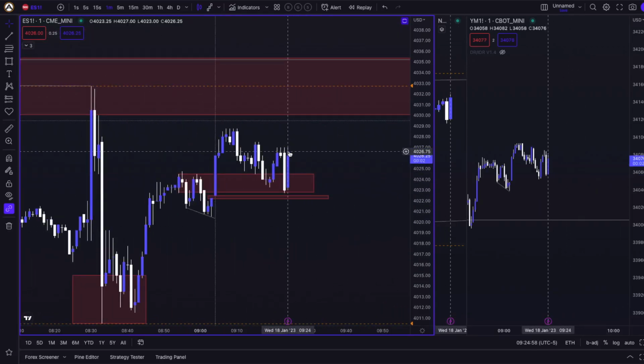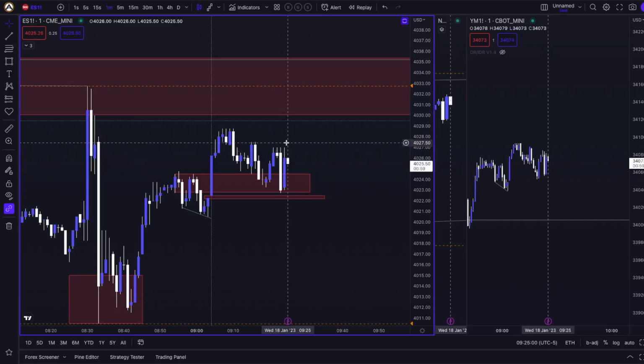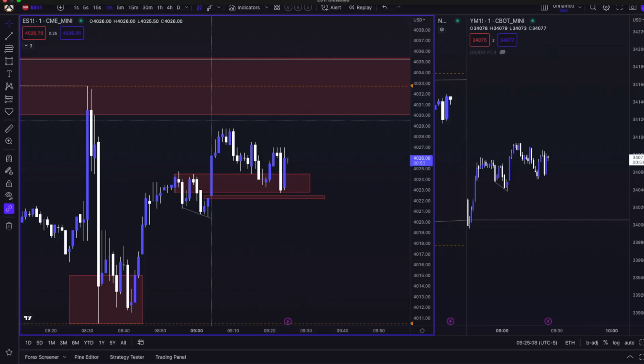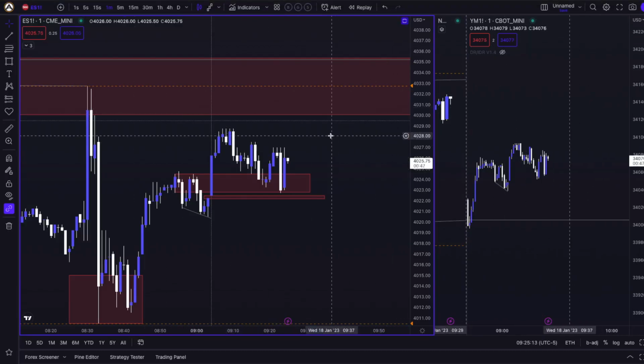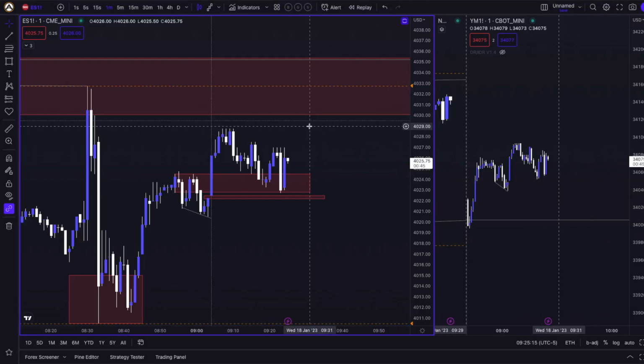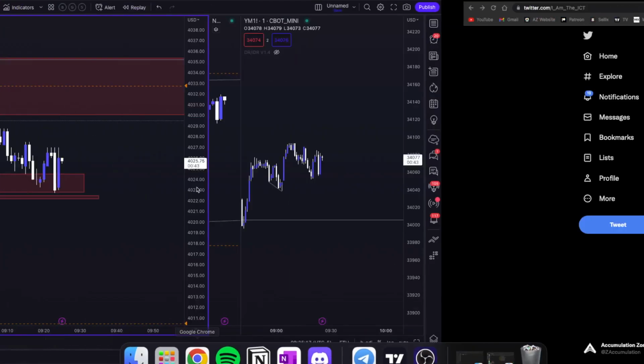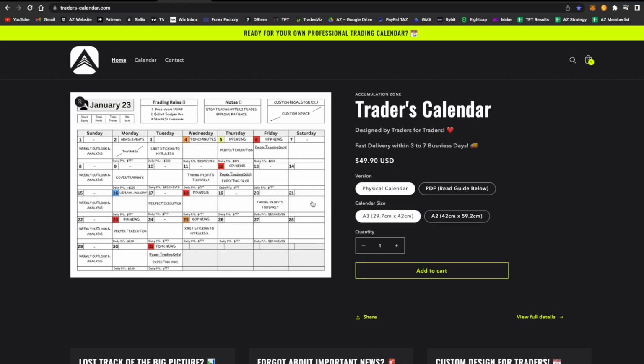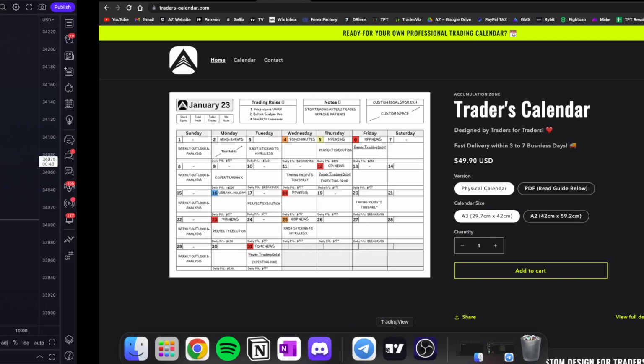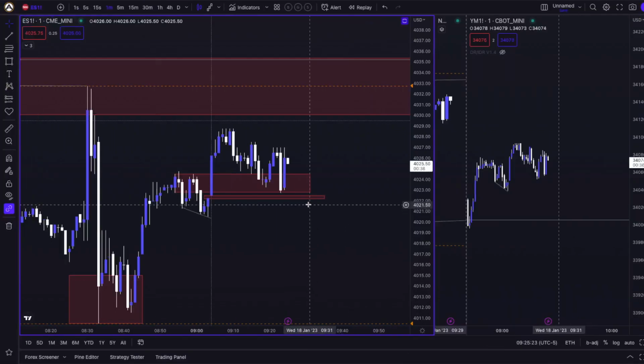Beautiful bullish engulfing candle here at 9:24. Market's about to open up in 6 minutes. I think I'm going to be on this live stream until, what's the time now? 3:25. I'd say 3:45 my time, so roughly 20 more minutes, because I have a meeting to attend regarding the trader's calendar. I'm really excited for it. So let's see what we're going to get until then.